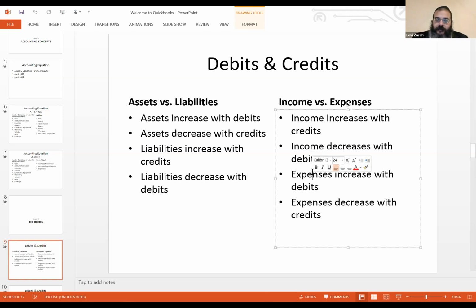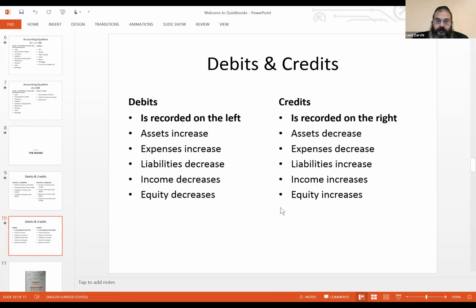When you go to expenses, you say expenses increase with debits because the assets are going down with the credit, right? Assets go down with the credit. And what's happening is you're spending your money, right? You took out your assets and you're spending it on expenses. So if it decreases with the credit, your expenses will increase with a debit.